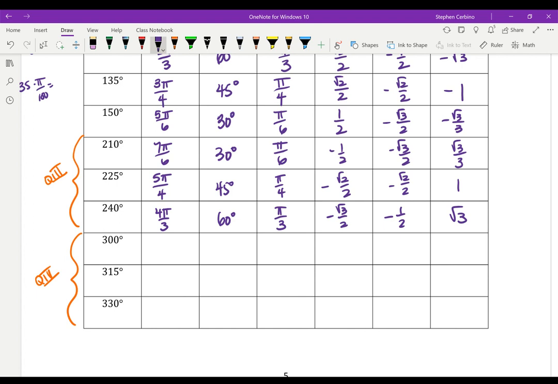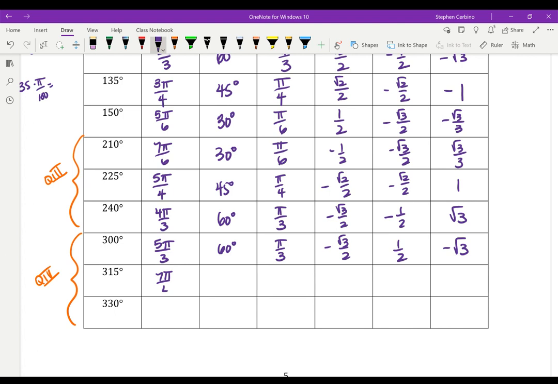300 has a reference angle of 60. There are 5 60s in 300, so 5 pi over 3, sorry. We have 60 as our reference angle, and we have pi over 3 as our reference angle as well. Quadrant 4, we know sine is negative. So we have negative square root of 3 over 2. We have positive 1/2 for cosine. And for tangent, we're going to get negative square root of 3 because of what quadrant we're in.